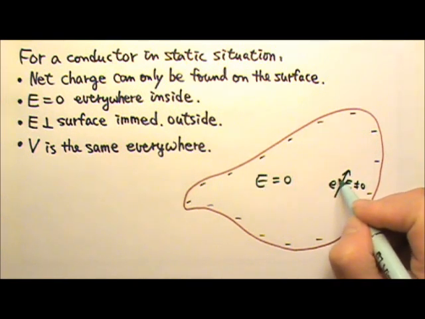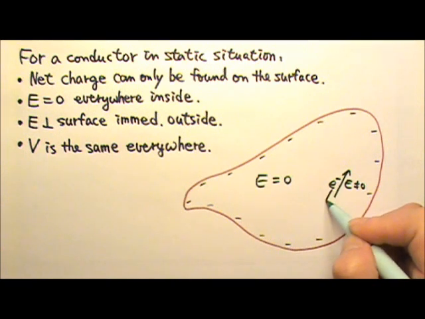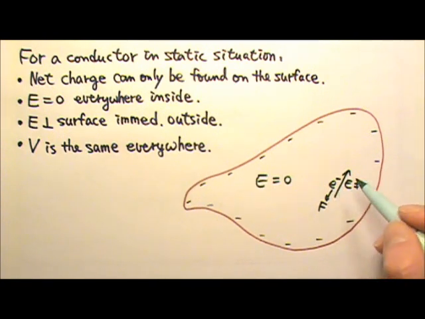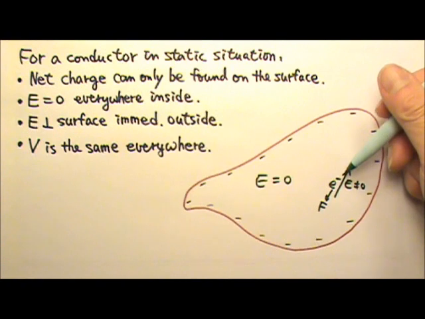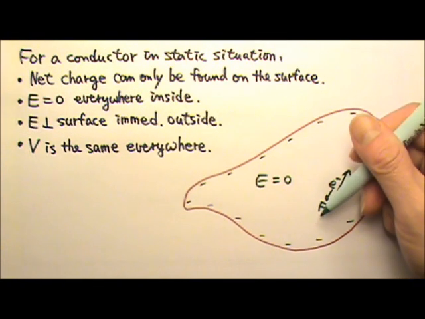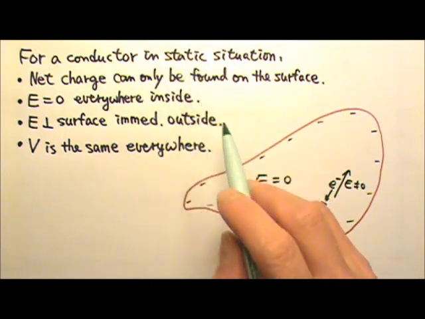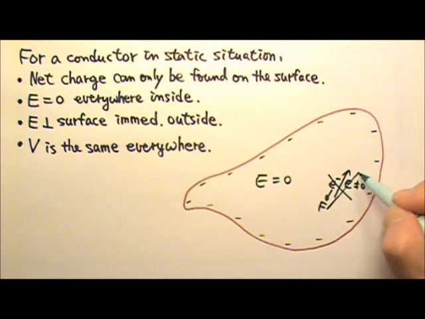If we look at a free electron right here, there will be an electric force going the opposite direction to the electric field acting on the electron. And because this electron is free, this force will push that free electron that way. If the free electron moves, that means that we no longer have a static situation. So if it is a static situation, the electric field has to be zero inside everywhere.